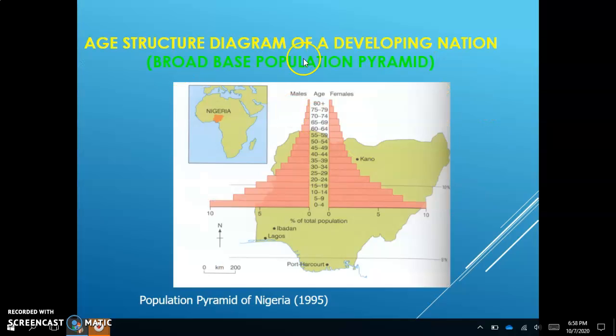So here is a diagram of a developing nation, and this is Nigeria. Developing nations tend to have very wide bases and very narrow tops. So a developing country will have the very typical pyramid shape. When we think about a pyramid, it's got a big base and then narrows to the top. The reason for this is that in developing countries, people don't really have access to birth control. Women don't have access to education, and so they get married very young and have lots of children.